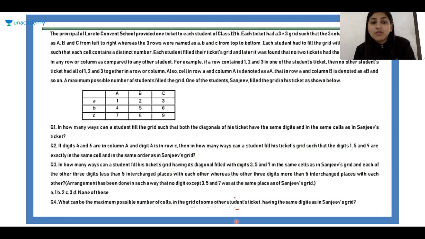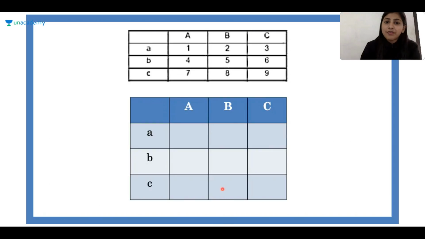The question is asking what can be the maximum possible grids where you can have the same numbers in the same cell as Sanjeev's grid without violating the condition. How 6, Mohit? So I think it should be 5.